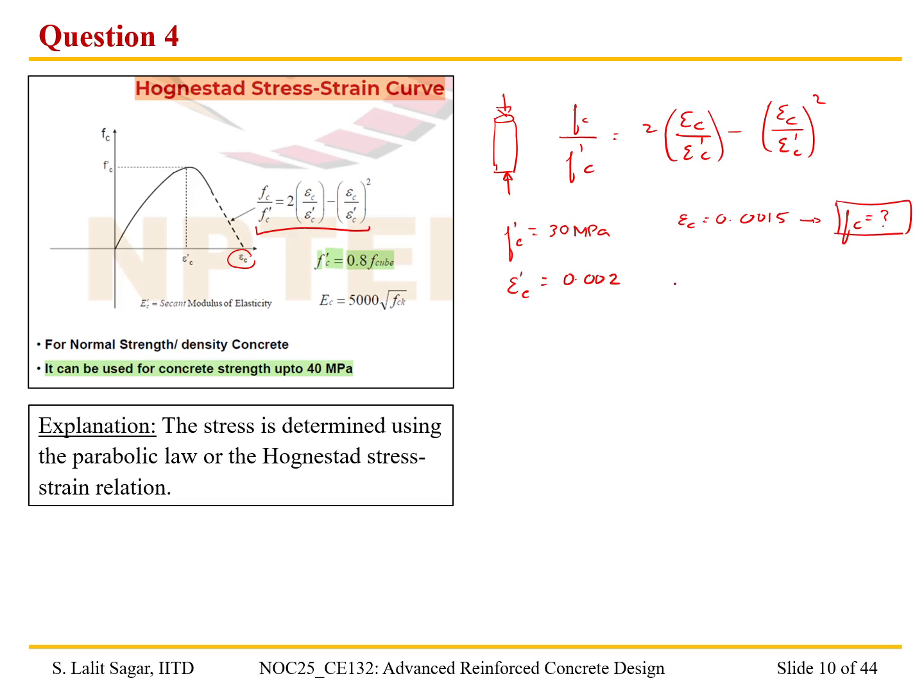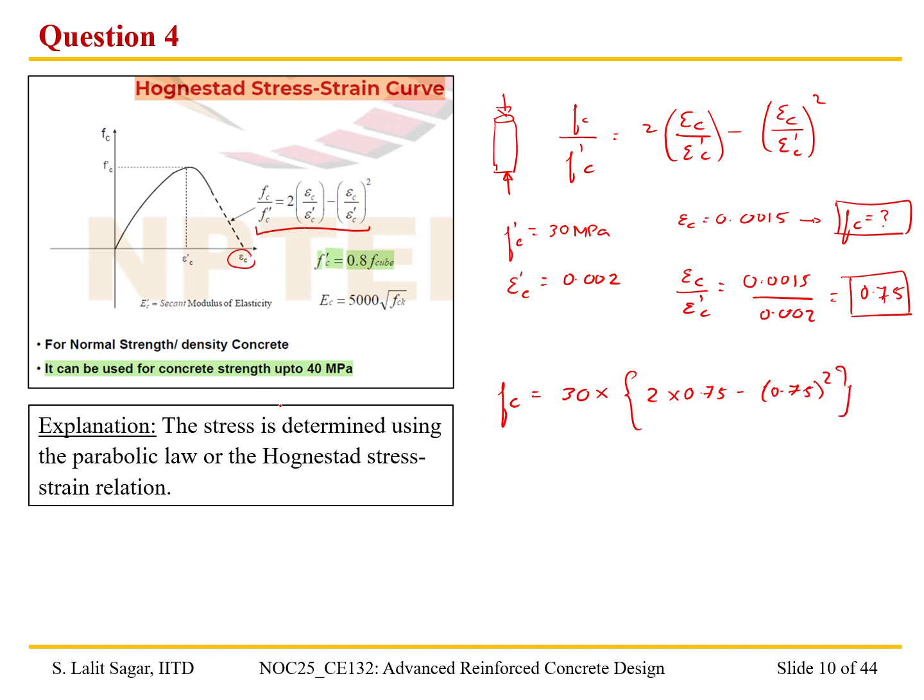So to simplify this equation, let me define epsilon C by epsilon prime C, that is 0.0015 divided by 0.002. Okay, so this becomes 0.75, right? So let us plug these values in the equation. Fc is equal to F prime C outside, that is 30 into 2 times 0.75 minus 0.75 square. Okay.